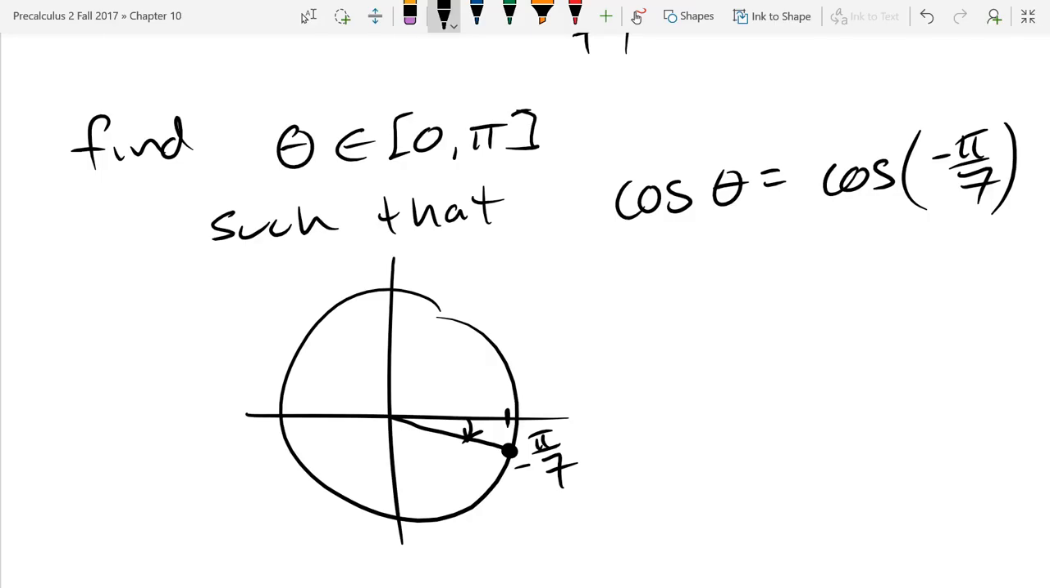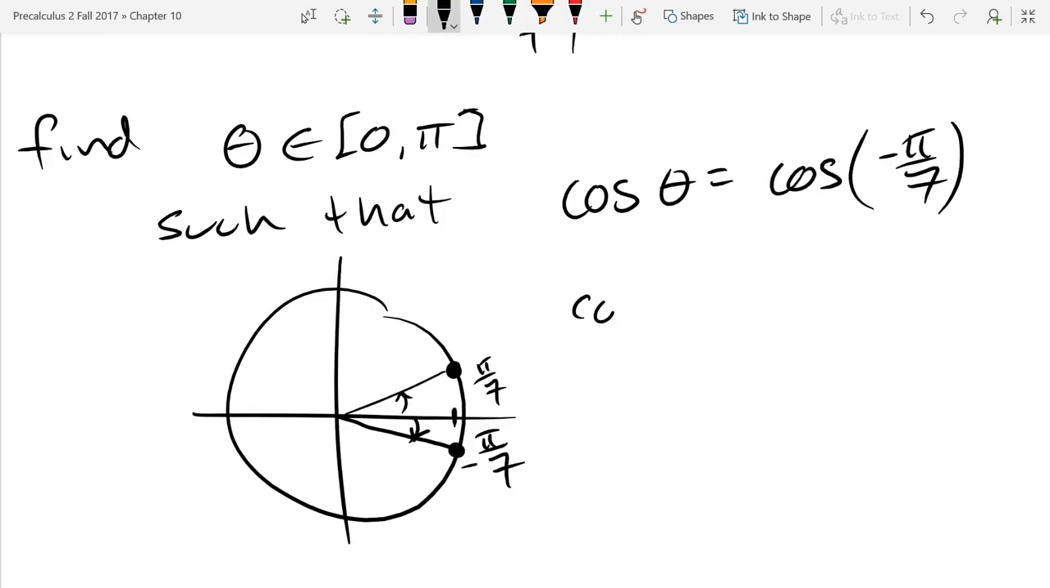So let's go positive pi over 7. So we'll look up above in quadrant 1. We're just taking the same x value and going across the x-axis. And we have positive pi over 7. So what this means is cos pi over 7 equals cos negative pi over 7. Sometimes you can use the fact that cosine's even to get these, but I recommend, instead of just relying on the even property of cosine, that you actually draw your unit circle out and see where negative pi over 7 is, and then think about what angle in the proper quadrant has the same trig value.